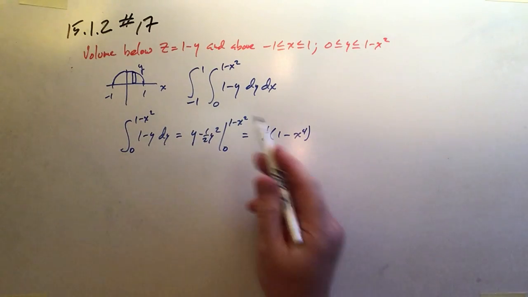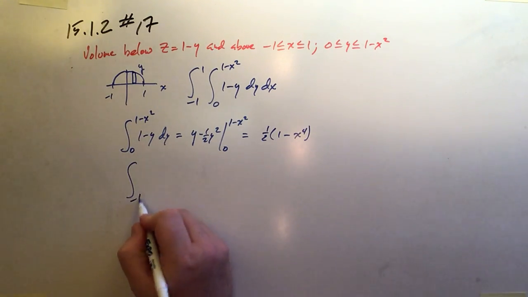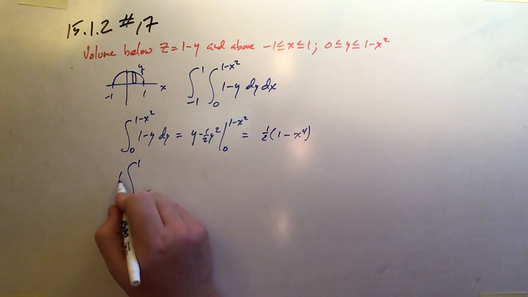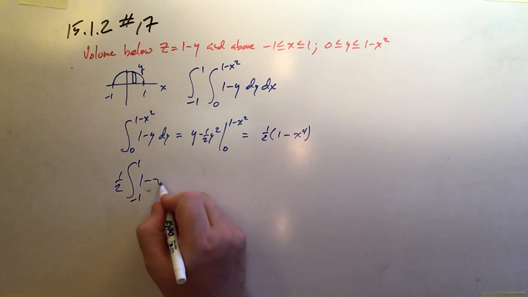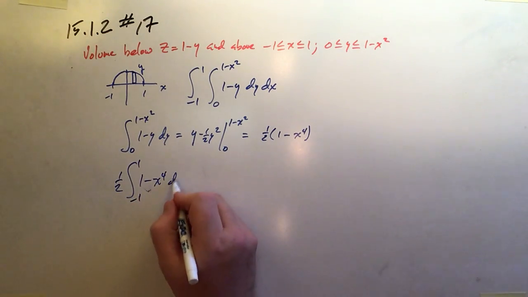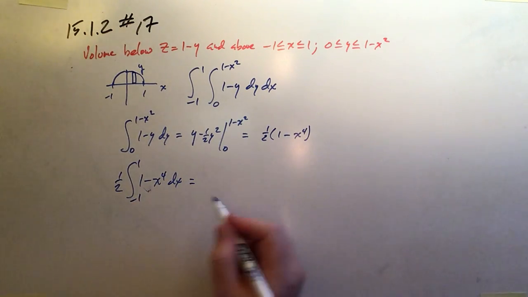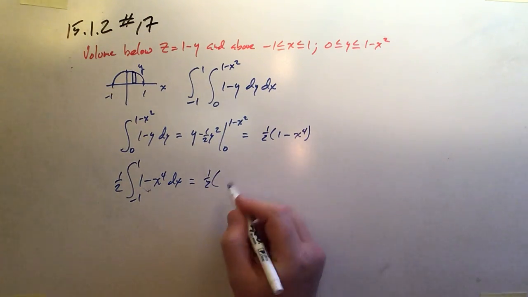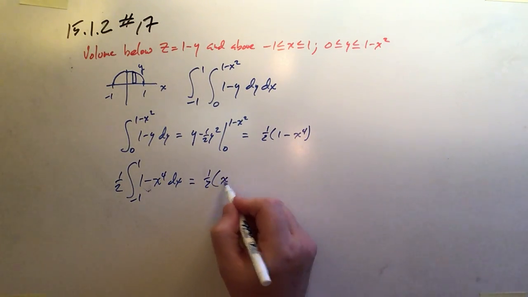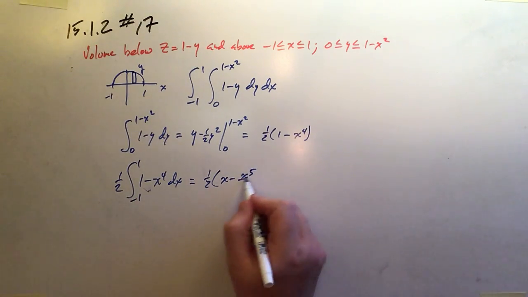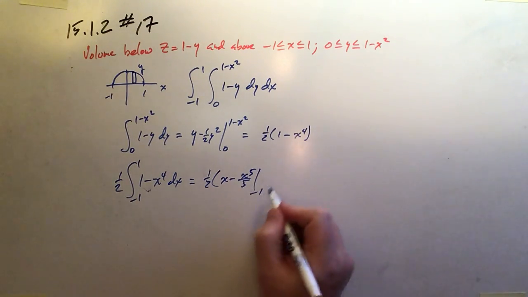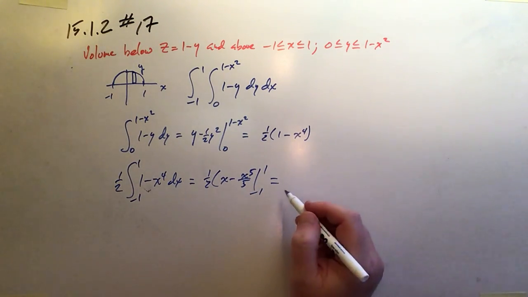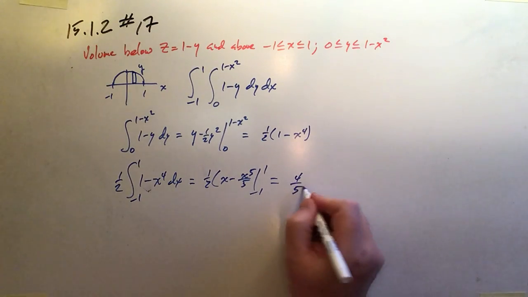That then becomes the argument for the outer integral. So the outer integral is -1 to 1 of 1/2, I can actually move the 1/2 outside, of 1 minus x to the 4th, dx. So that's going to turn out just to be 1/2 of x minus x to the 5th over 5, and that's evaluated between -1 and 1. Once I plug in the upper and lower limits and do all the simplification, I get 4/5.